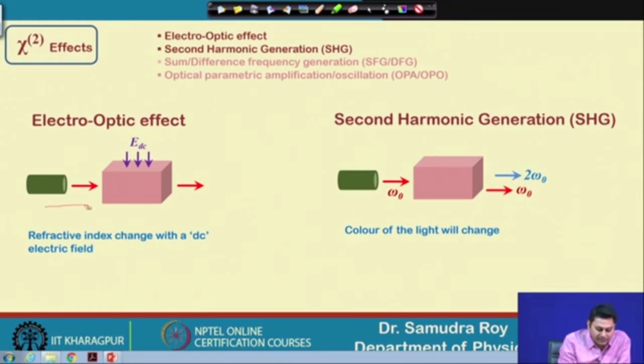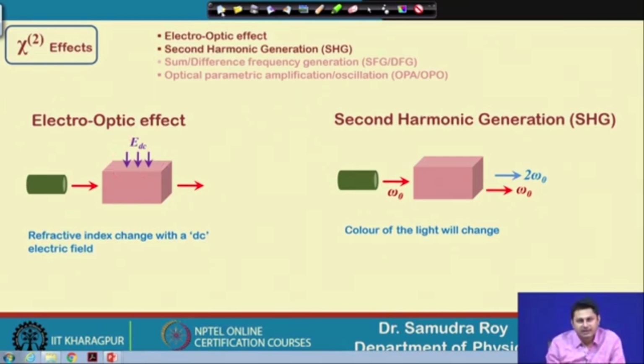I am launching an electric field here; only this electric field under chi2 effect will not change the refractive index of the material. But if I launch some kind of additional DC field, then the total electric field is the sum of the launched electric field, vibrating at frequency omega, and the DC electric field. This DC electric field can in principle change the refractive index. That means, by launching another DC electric field I can modulate the refractive index. This effect is called the electro-optic effect. A DC electric field launched from outside changes or modulates the refractive index of the material.